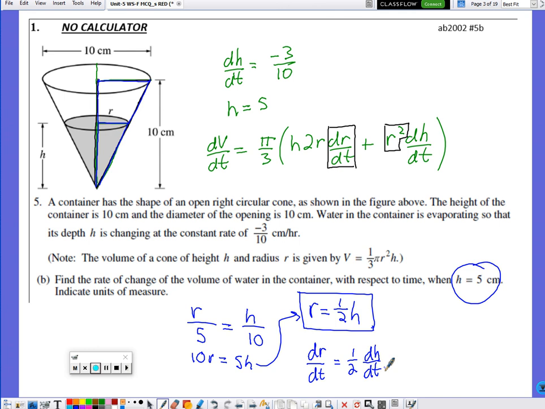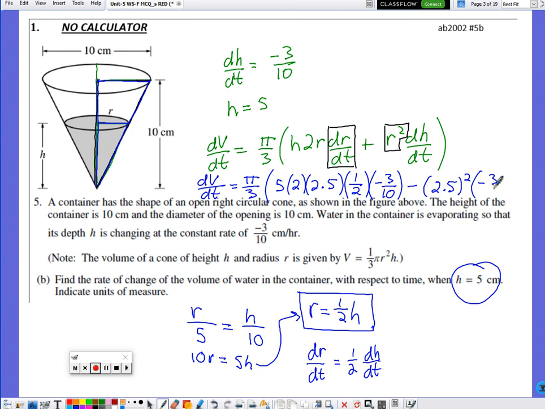So dV/dt is going to equal pi over 3, parenthesis, the height is 5, I have 2 times R is 2.5, the dR/dt is half of dH/dt, so 1/2, and I write dH/dt, -3/10. Just make sure you have all the right parentheses. Radius is 2.5, that gets squared. The dH/dt is -3/10. Close, close.